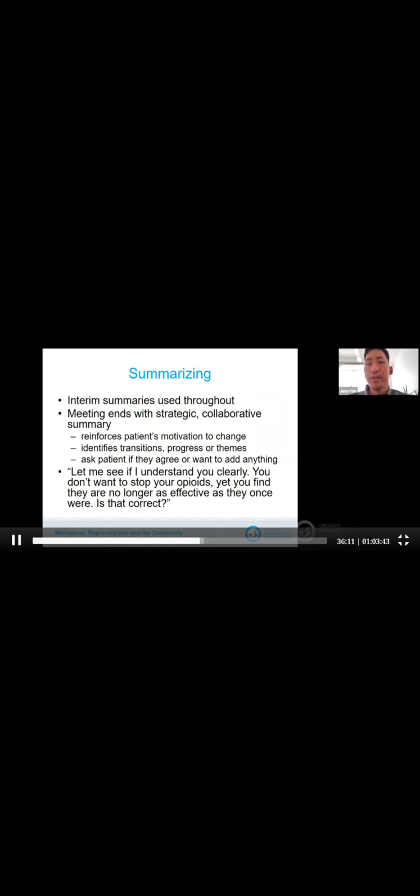And finally, there is summarizing. Interim summaries throughout the conversation can be used. And when you're finished meeting with the patient, the meeting ends with a strategic collaborative summary. An example may be, let me see if I understand you clearly. You don't want to stop your opioids, yet you find they are no longer as effective as they once were. Is that correct?